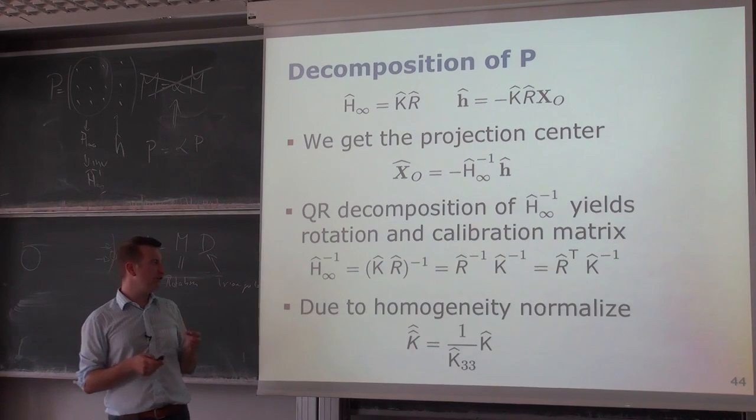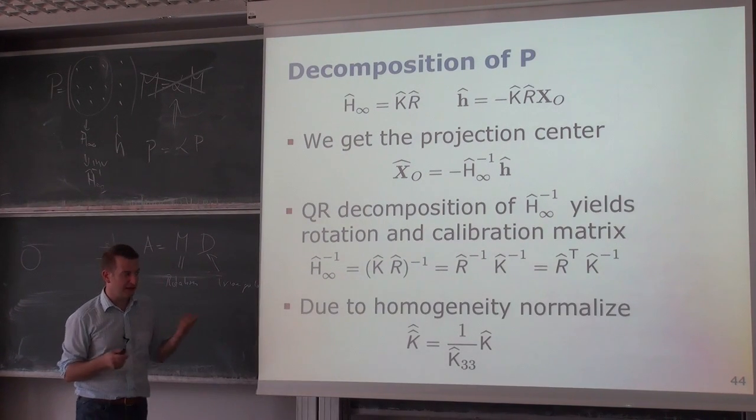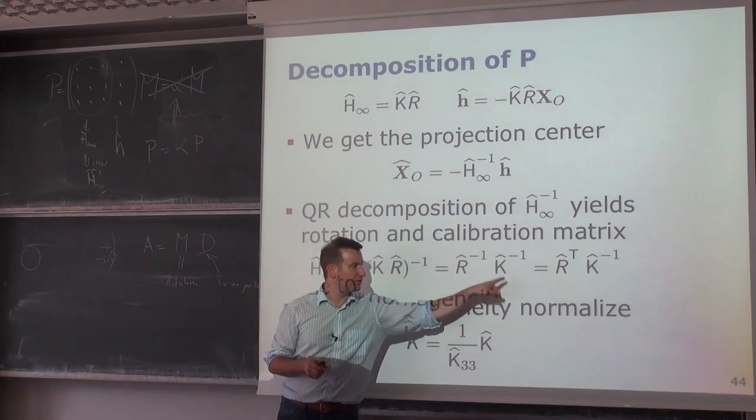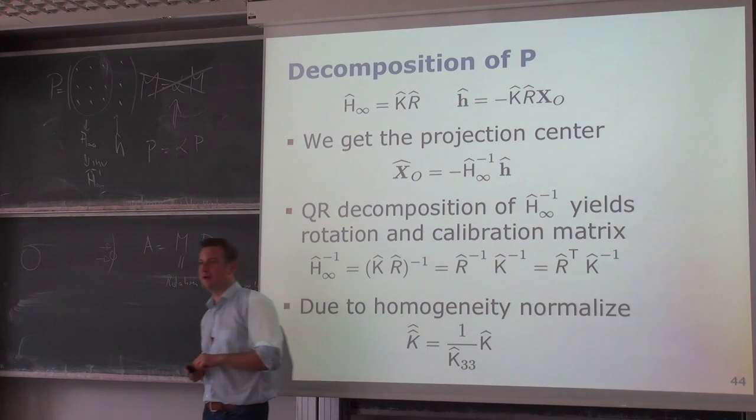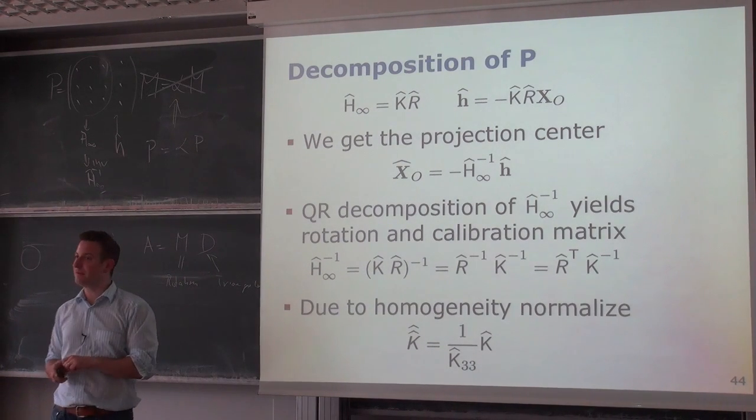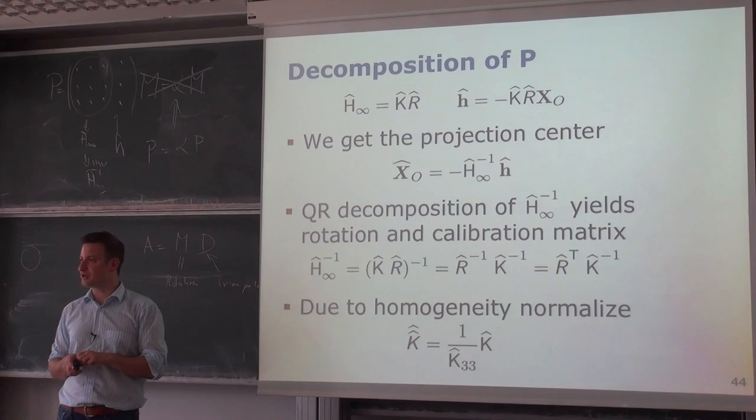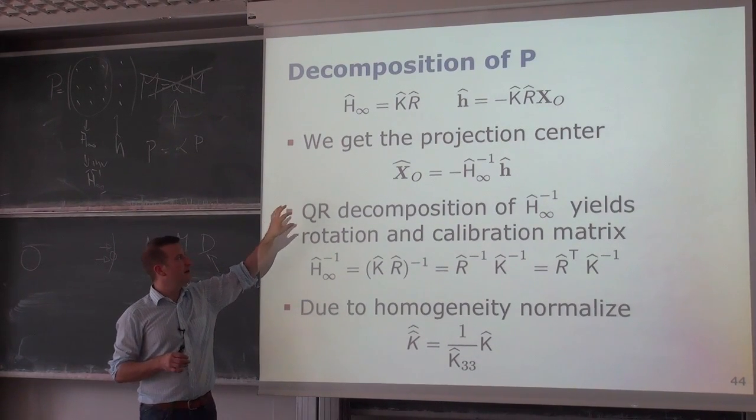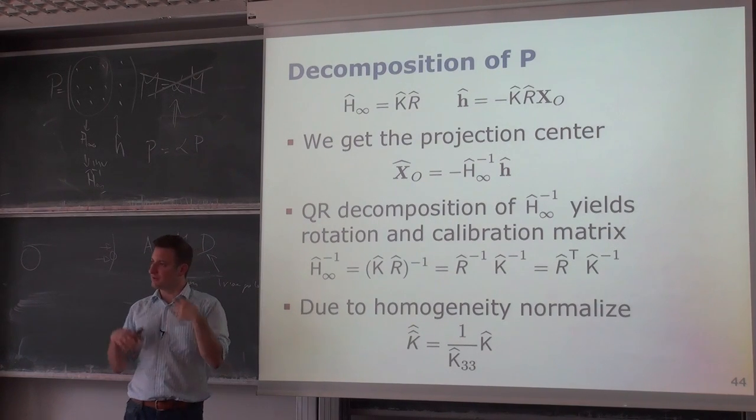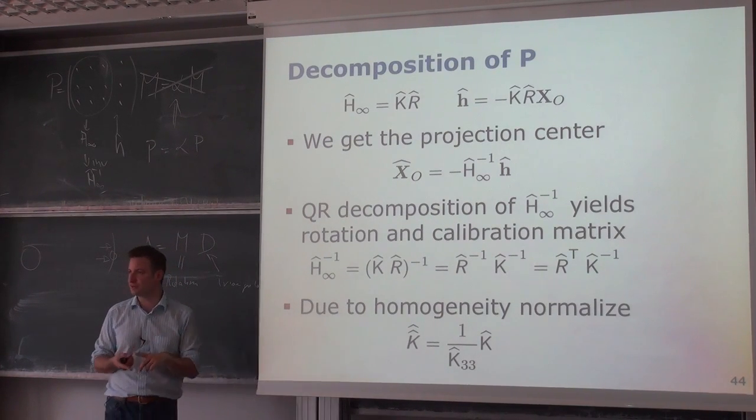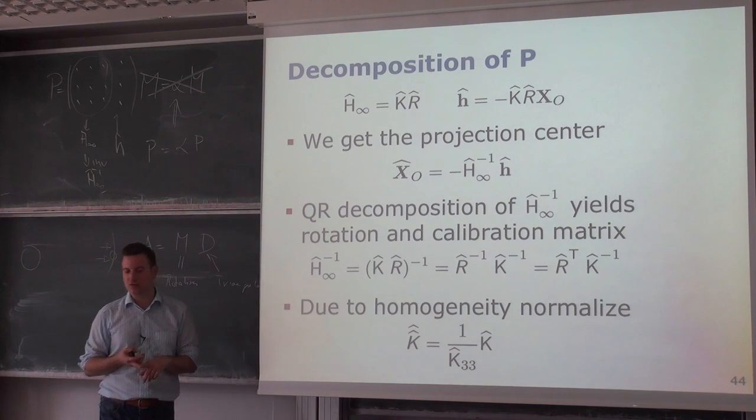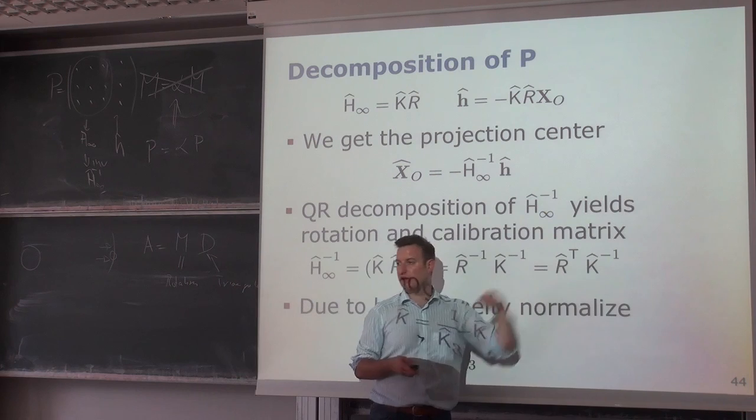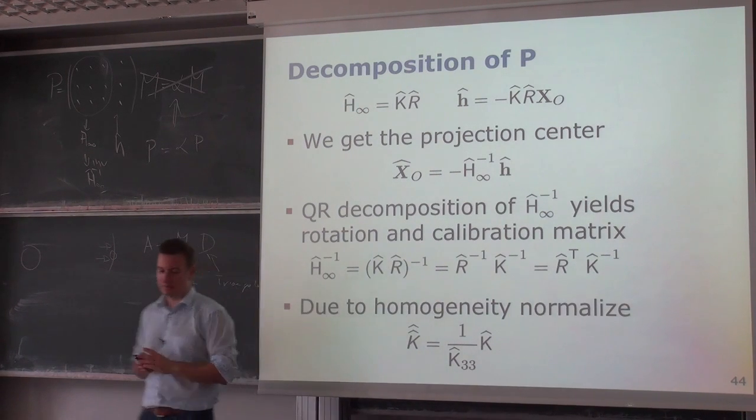So what I finally need to do, due to the homogeneity of K, again, need to do a normalization, which I can do just by dividing it through the third element, so the ninth element of my matrix. And this gives me my calibration matrix. So this is just based on the QR decomposition of a matrix, that it decomposes the matrix into a rotation matrix and into a triangular matrix. And I can exploit that to get this decomposition into a rotation matrix and my calibration matrix.